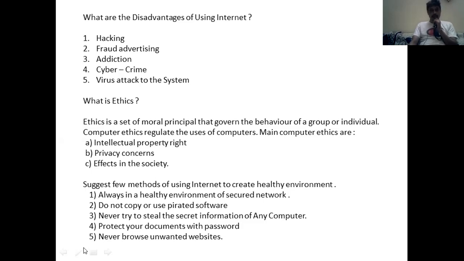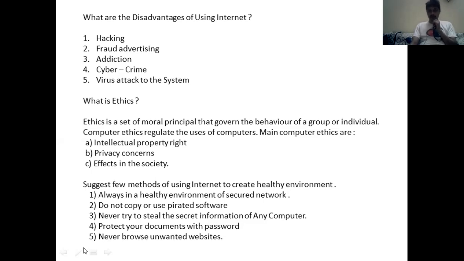Apart from that, you must know how to protect your data. To protect your data, you must protect your documents or any information using passwords. So whenever you create a document, you should create a password for that document. And from time to time, you should remove old passwords and provide new passwords.